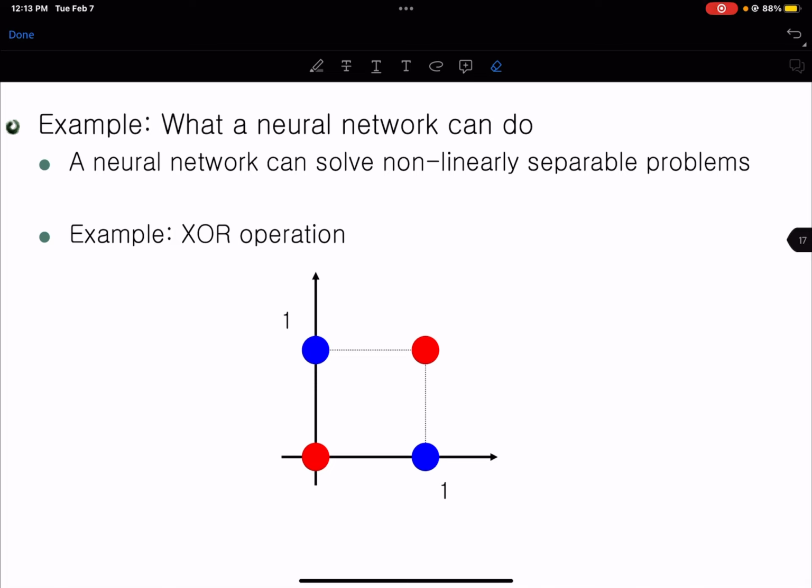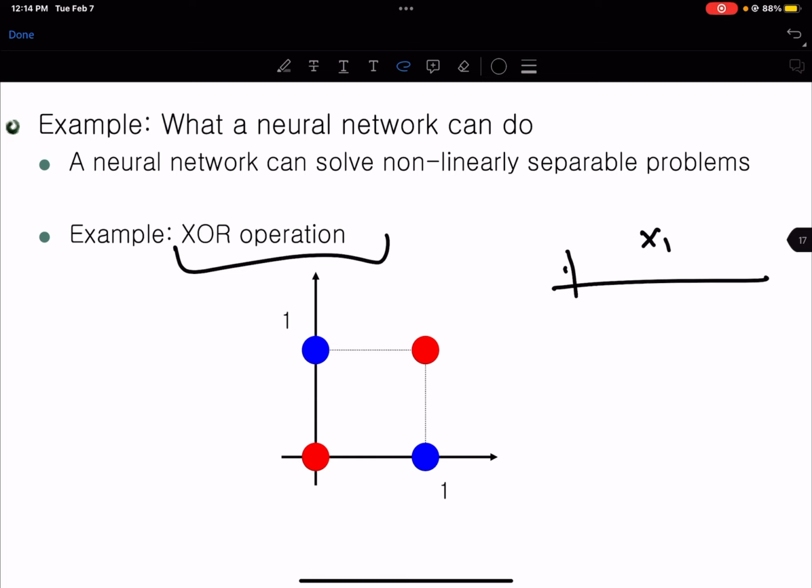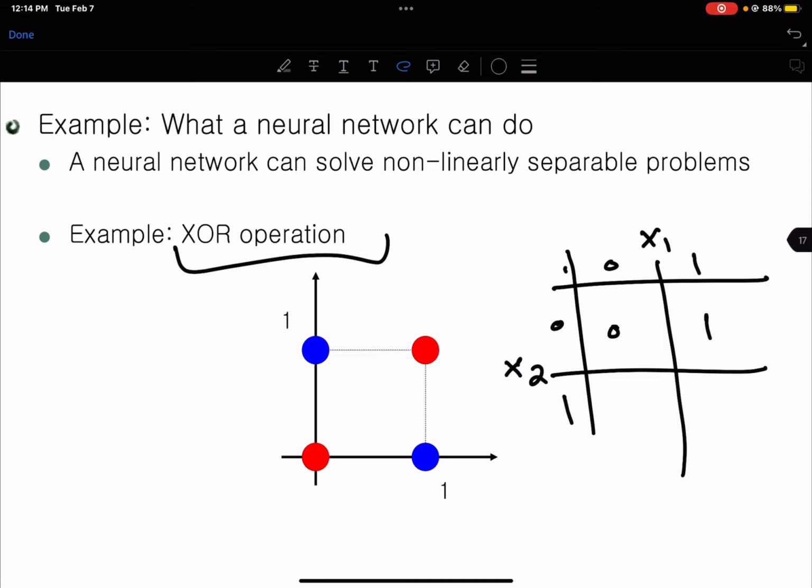To solve a non-linearly separable problem such as the XOR operation. So in the XOR operation, we know, for example, we have given x1 and x2, 0, 1 and 0, 2. We know that the pattern space can be defined in this way. This is your pattern space.